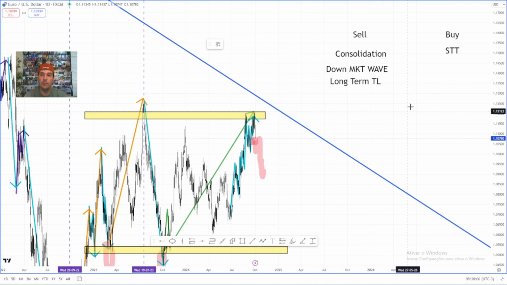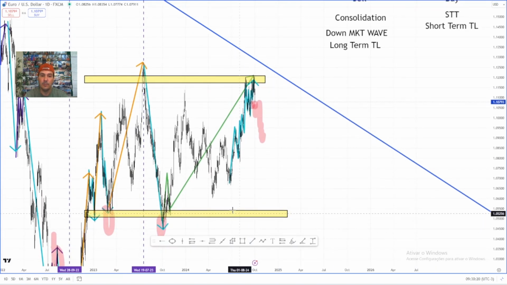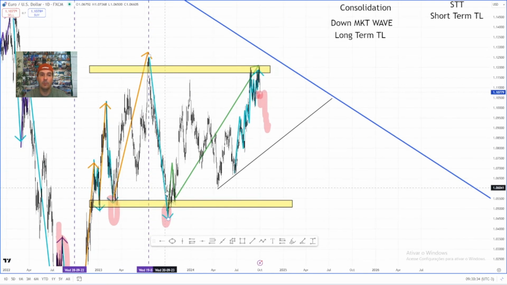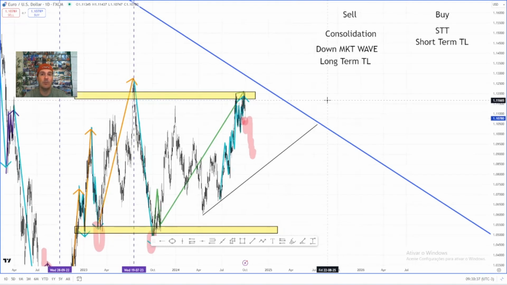Point for the bulls. Short-term trend line, TL stands for trend line. The short-term trend line is still up, right? From here to here, the market is still in an uptrend line. Alright, so consolidation, point for the bears, down market wave. The blue one, green retracement, is down. Long-term trend line is down.